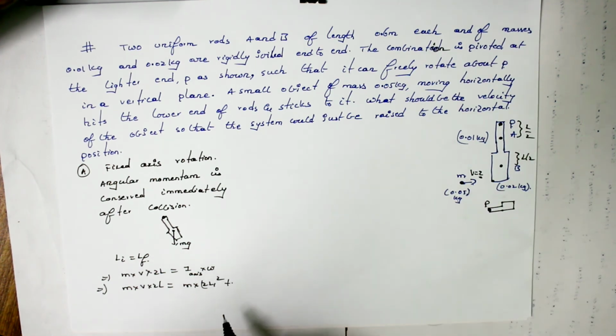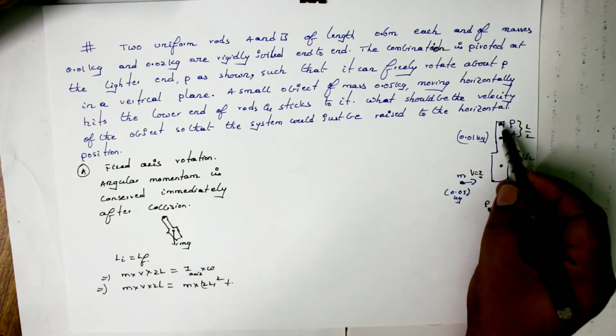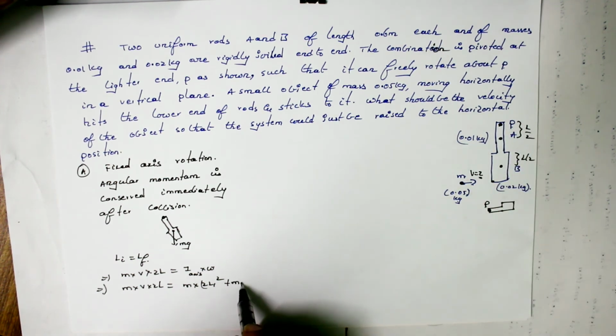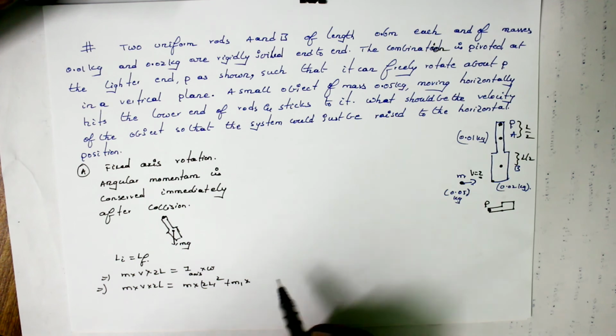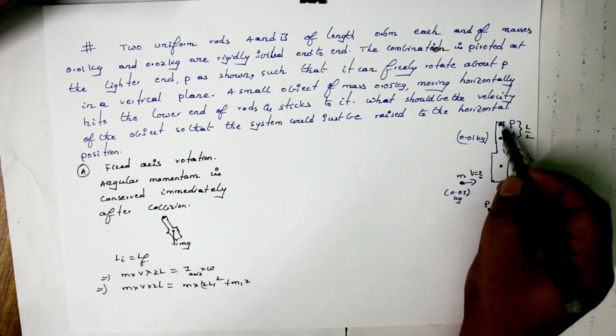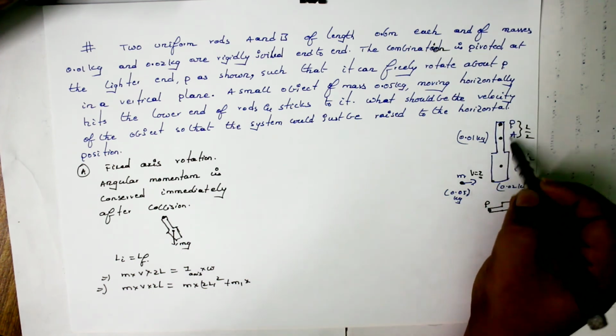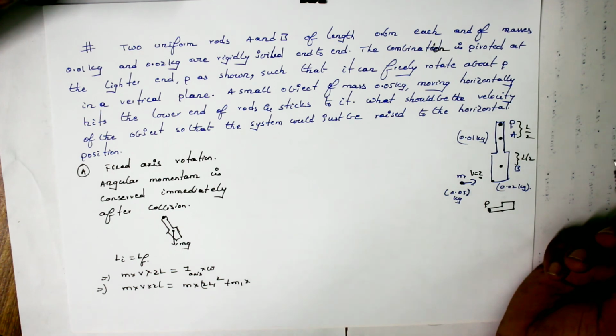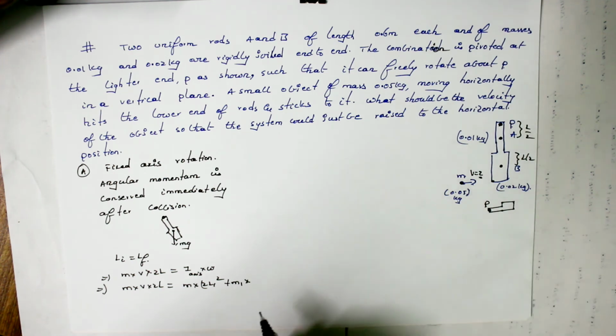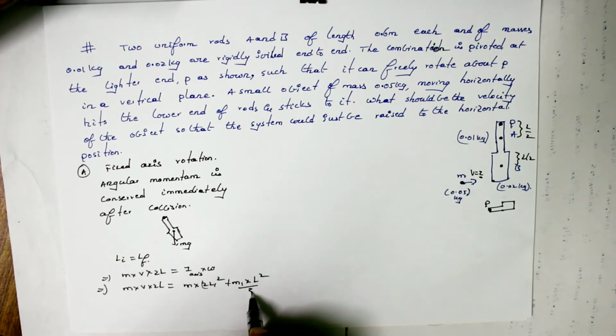Now if I study the moment of inertia of the first rod, its mass is m1, and for this rod the axis is at the end of the rod, so the moment of inertia is ml square divided by 3. We already know that equation. So m1 into L square divided by 3.